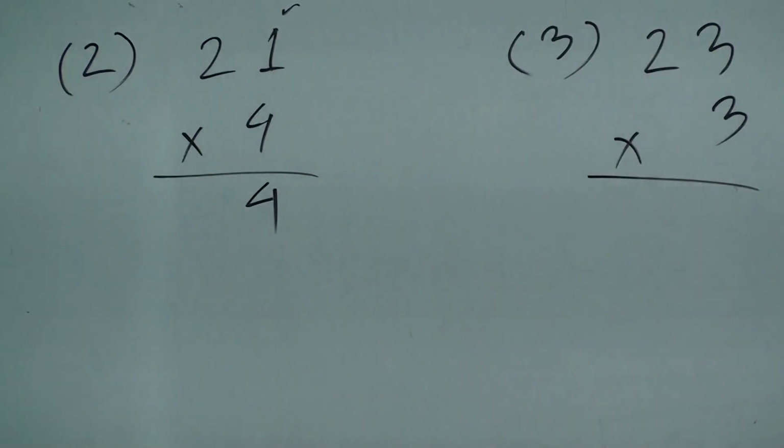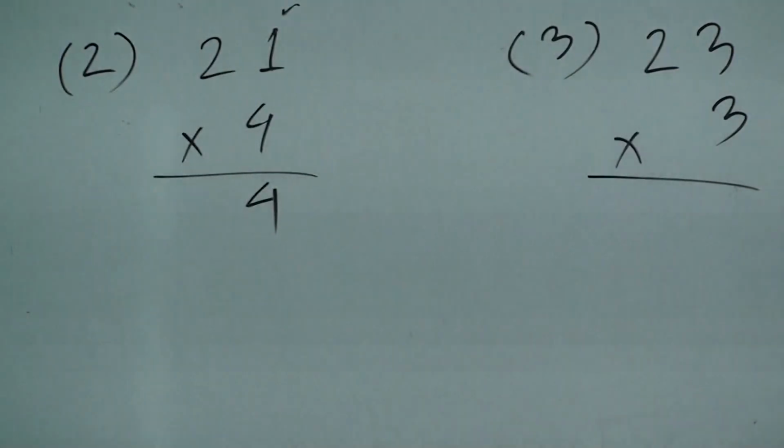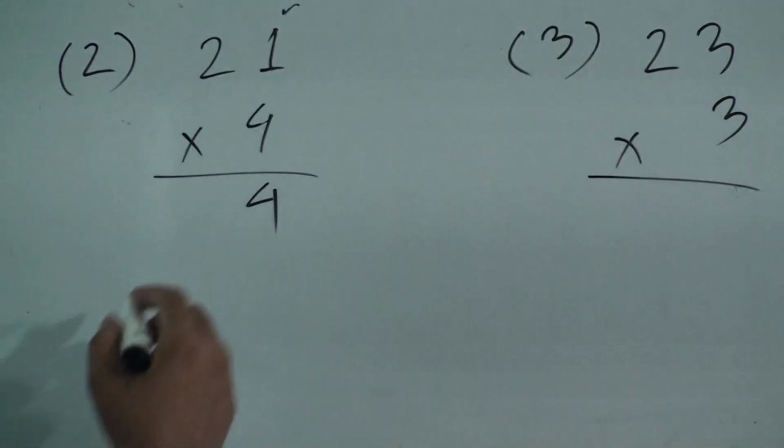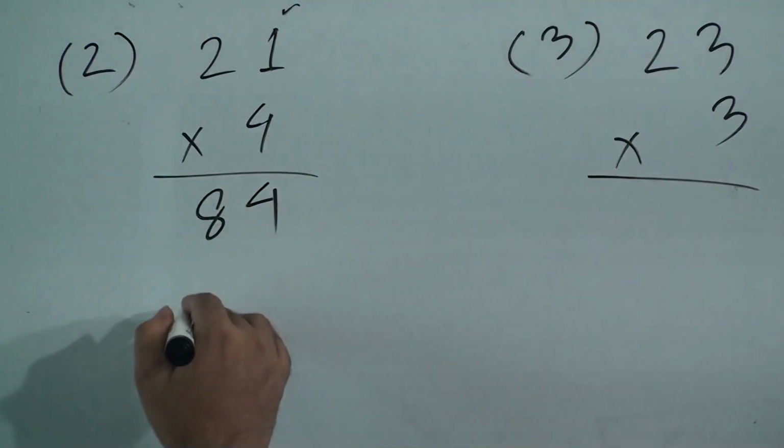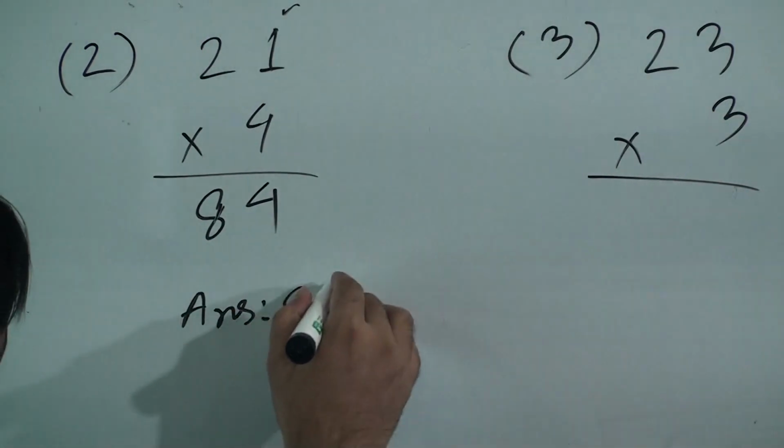Next place, what is the next place? 2. Tens place is 2. So say the times table of 4 up to 2. 4 zeros are 0, 4 ones are 4, 4 twos are 8. So we can write here 8. So product is 84. Answer, product is 84 here.